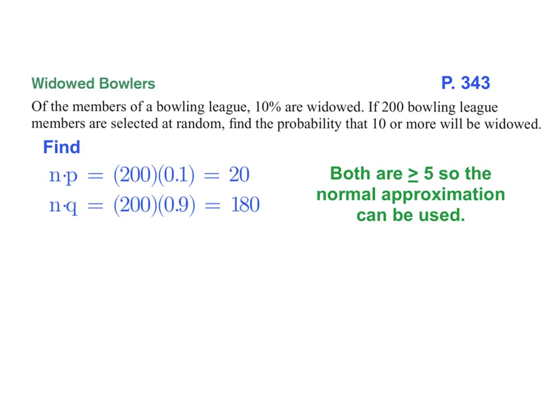Now, what probability am I actually looking for here? Okay, so I'm looking for the probability that 10 or more would be widowed. Let's put it into inequality context. What does this really mean?